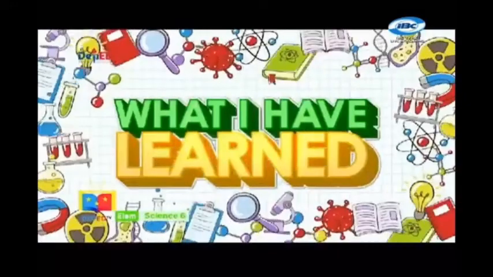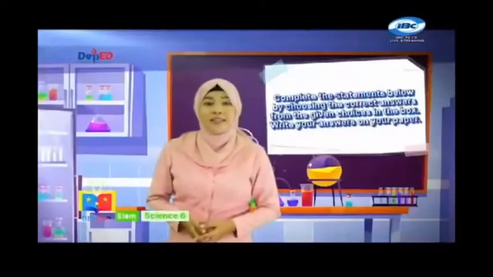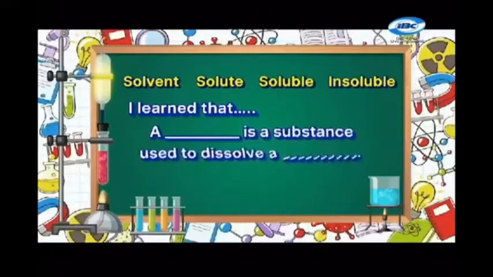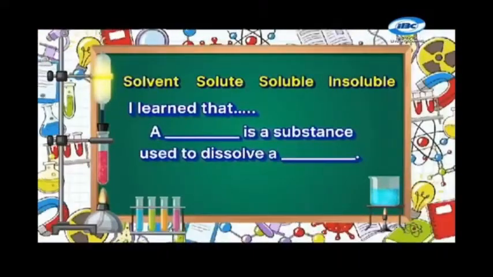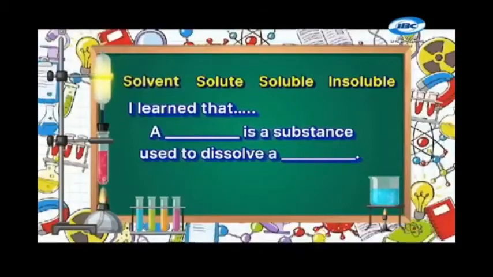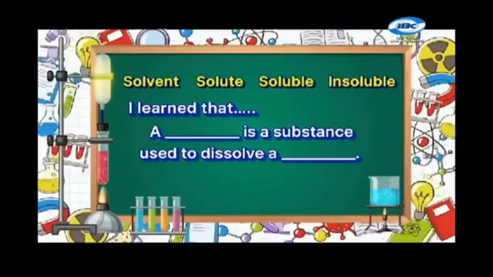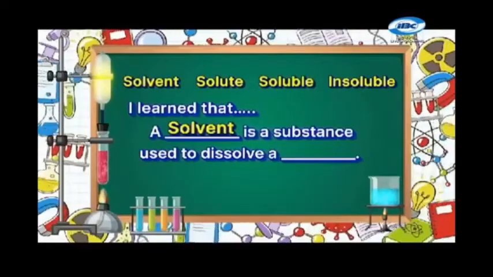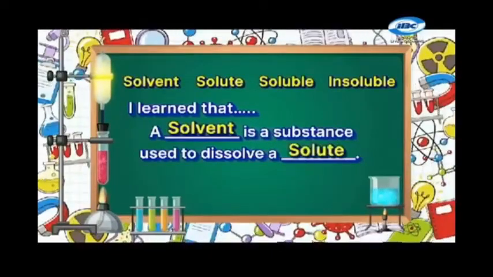Now, for our What I Have Learned part. Complete the statements by choosing the correct answers from the given choices in the box. Write your answers on your paper. I learned that a blank is a substance used to dissolve a blank. The correct answer is a solvent is a substance used to dissolve a solute.